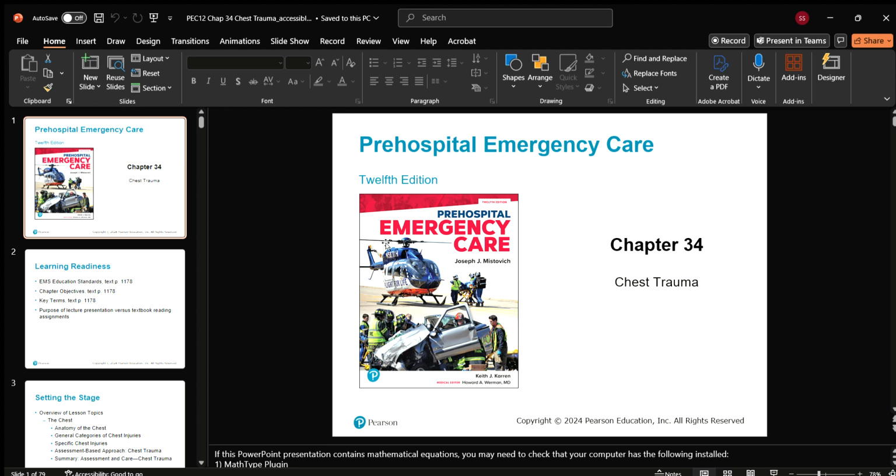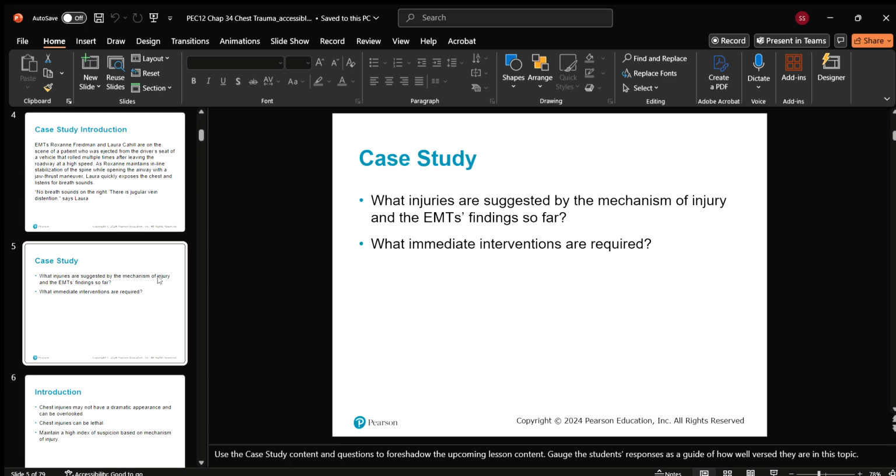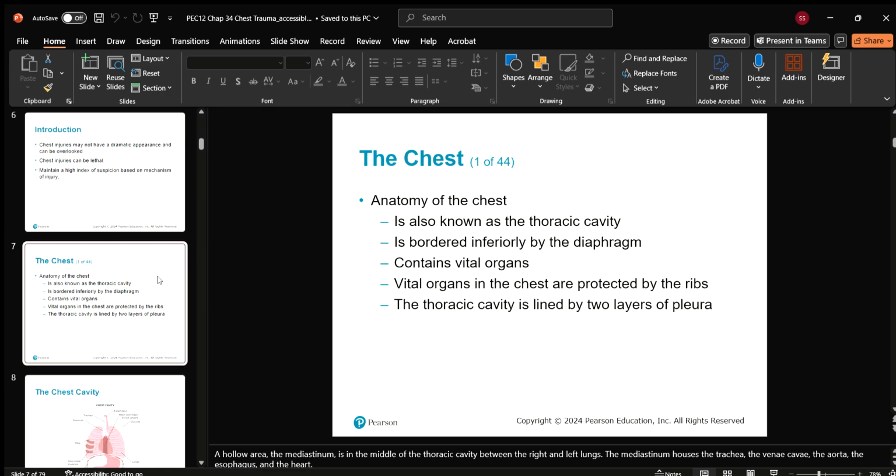All right, so we're going to be talking about chest trauma. So I have not edited these slides, so some of these, like case studies, we're going to ignore. This slide is very important when it talks about the thoracic cavity here, when it's lined by two layers of pleura. They don't define what these two layers are here, but they maybe do later on in the lecture.